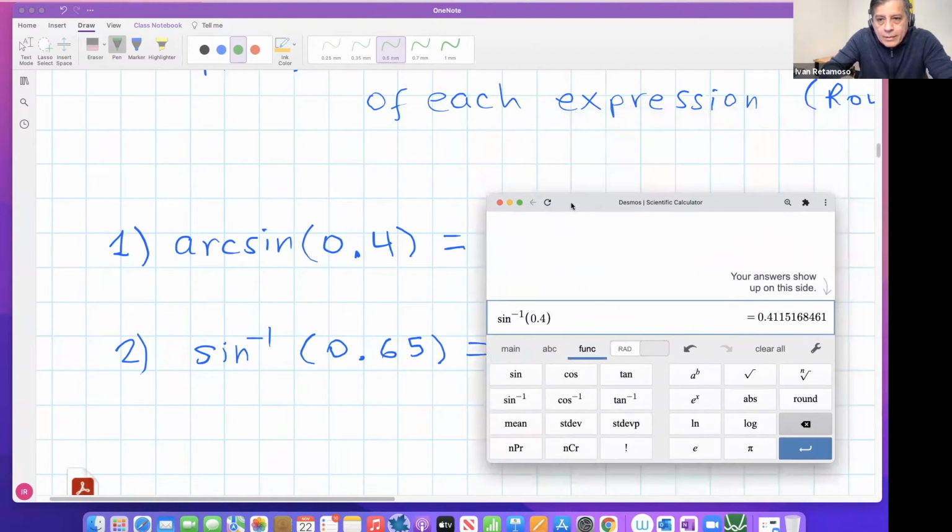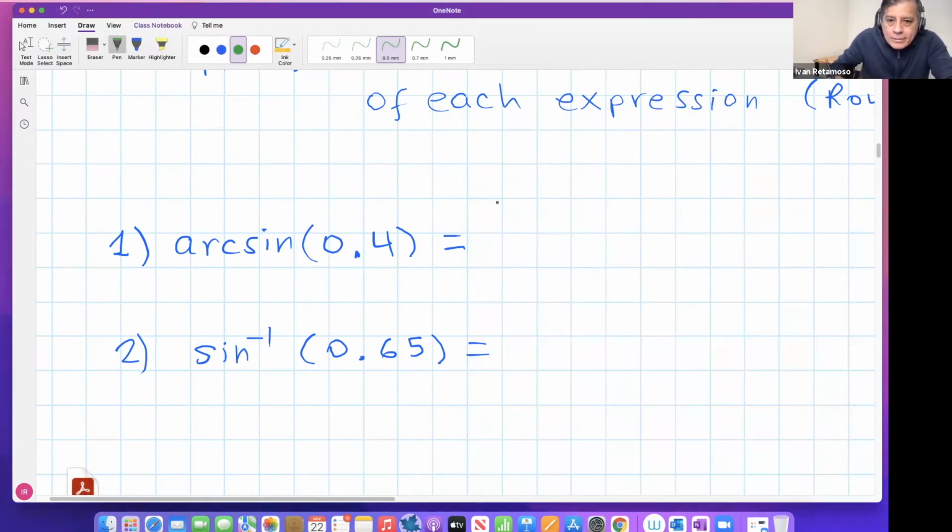Follow the instructions for rounding. They say round the answer to 2 decimal places. So we write 0.41. Very good.